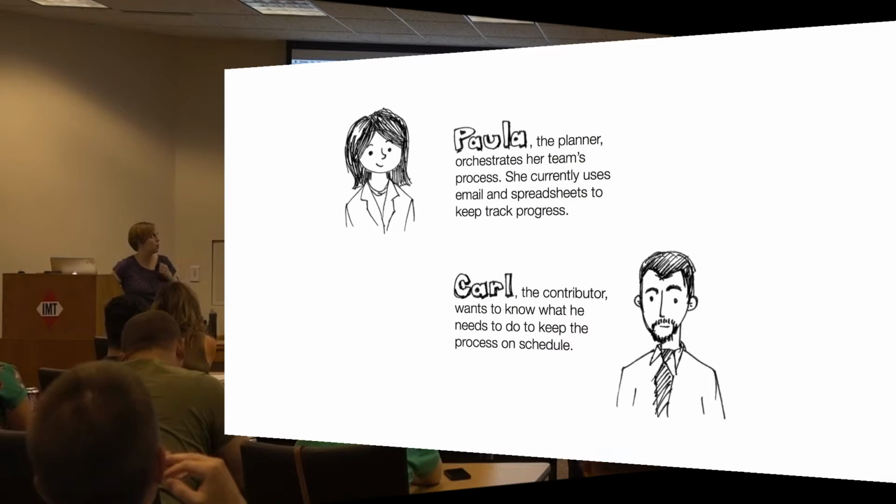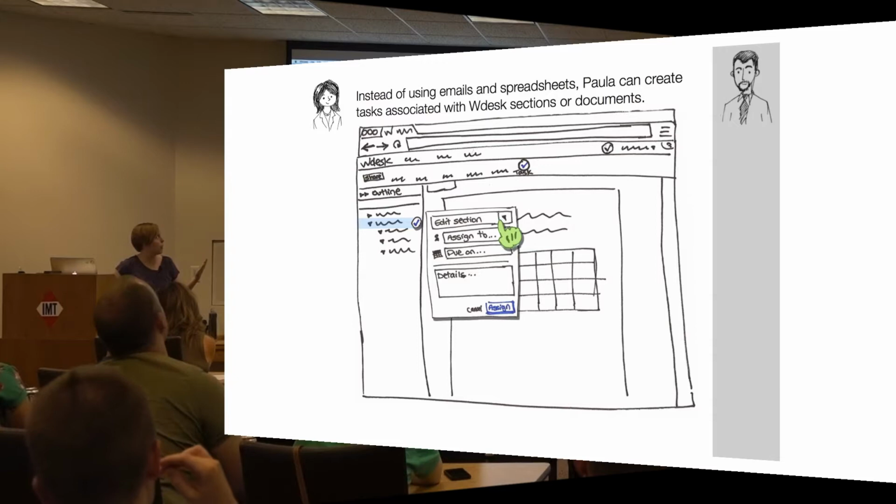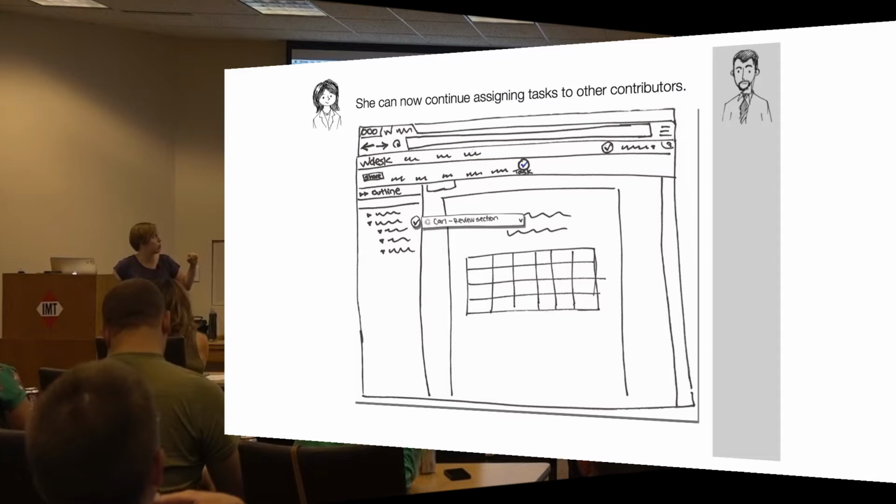Paula is the one assigning, and Carl is the one contributing. Paula has set up her document and wants to try out tasks. She basically goes in, picks what she wants Carl to do, assigns it to him, and tells him when it's due. Once she's done with that, she can go through the rest of her document and assign it out to whoever owns each part of that document.